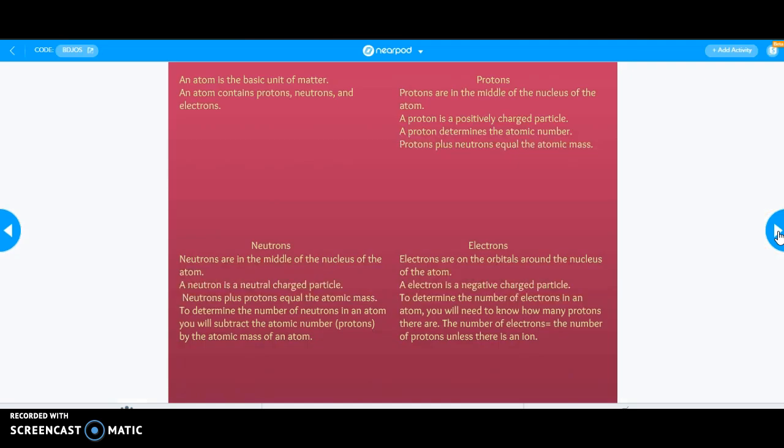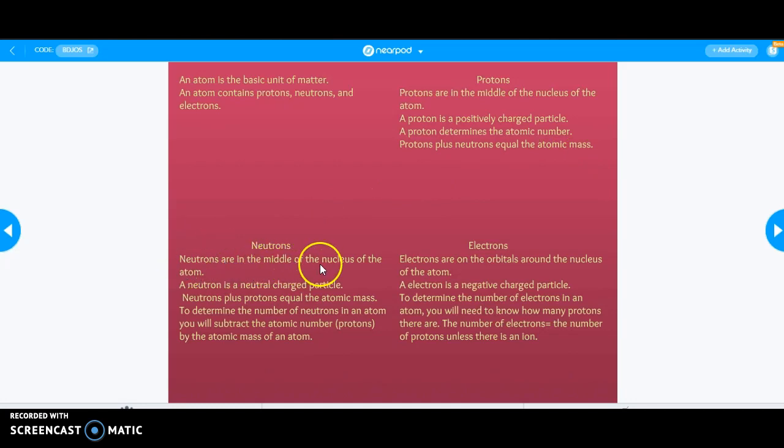Before we begin on our PhET simulation, I would like to go over some basic information. An atom is the basic unit of matter. An atom contains protons, neutrons, and electrons. Protons are in the middle, the nucleus of the atom. A proton is a positively charged particle. A proton determines the atomic number. Protons plus neutrons equal the atomic mass.